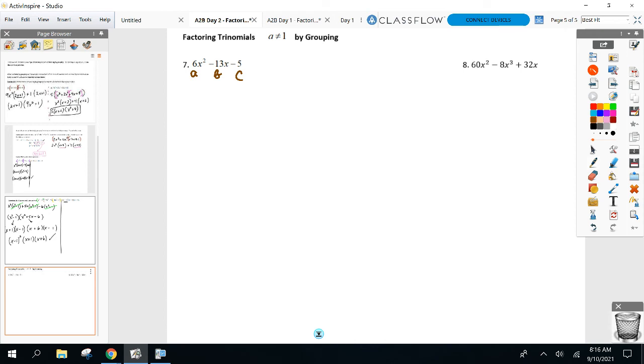You start off by multiplying the A and the C value. Okay, so multiply your A and your C value. What do you end up with? Negative 30. Okay, that's going to be important in a second.